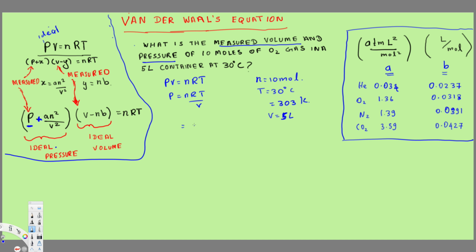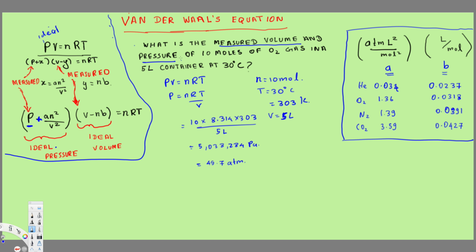So here we are going to apply 10 moles times R, which is 8.314, and then temperature is 303 Kelvin, divided by 5 liters. If you calculate this one, this will give you 5,038,284 Pascal, and if you convert this into atm, you will get 49.7 atm. So this is our ideal pressure.